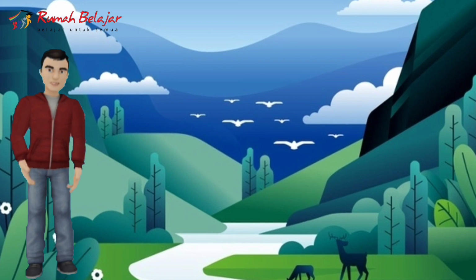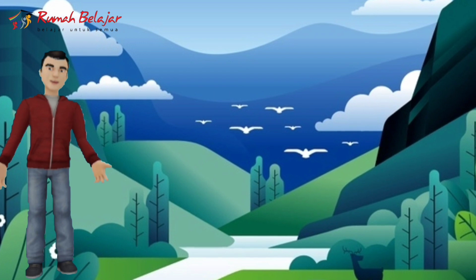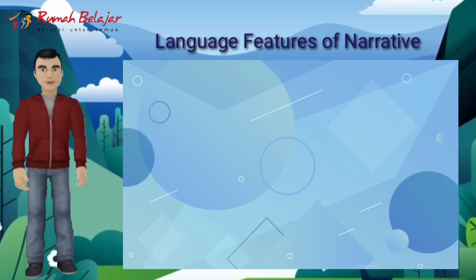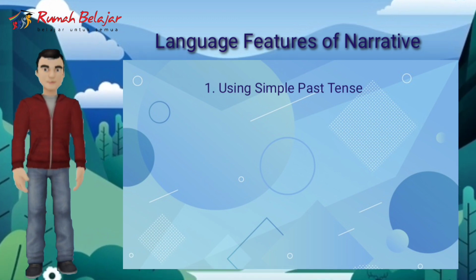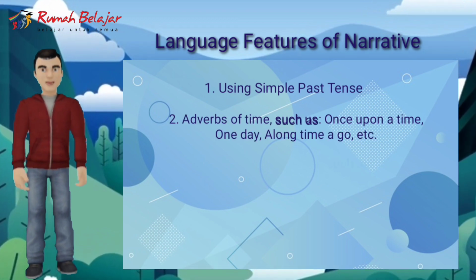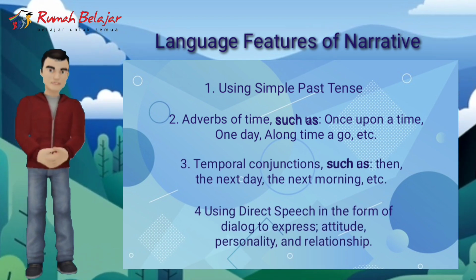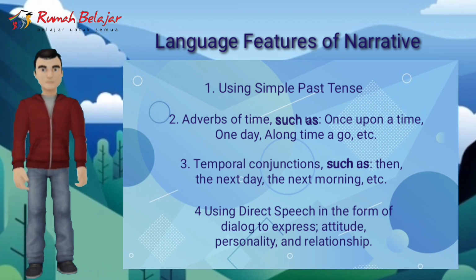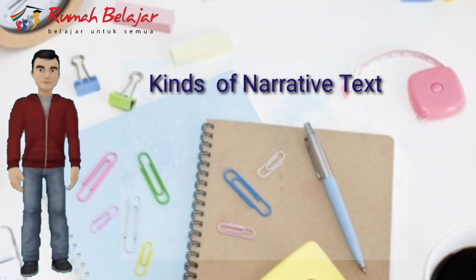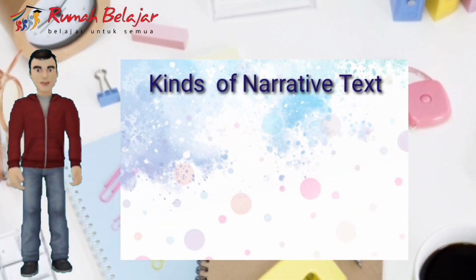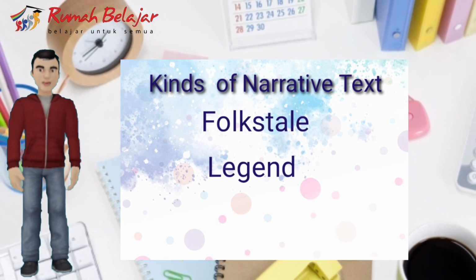Every text in English has its own characteristics. Sometimes we call it language features. In narrative text, the language features are simple past tense, adverb of time, temporal conjunction, and direct speech in the form of dialogue to express attitude, personality, and relationship. Kinds of narrative text: folktale, legend, and fable.